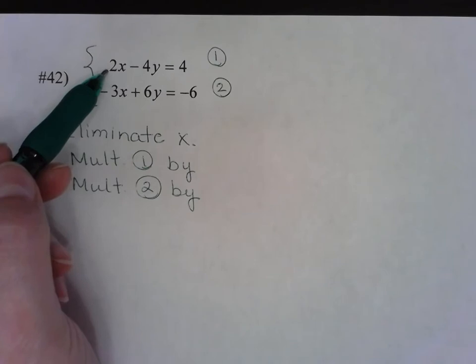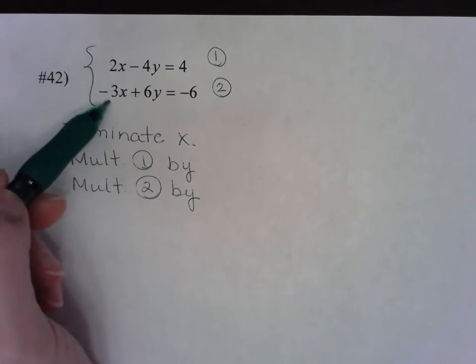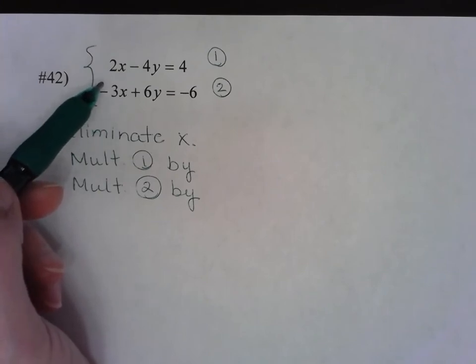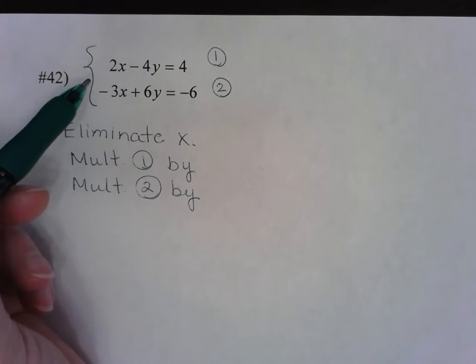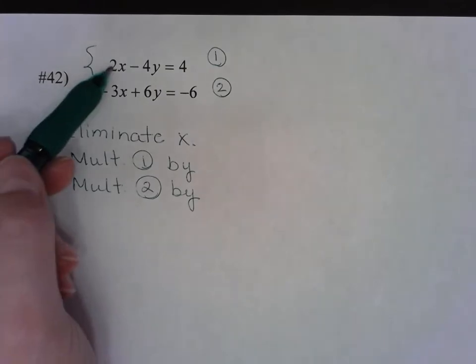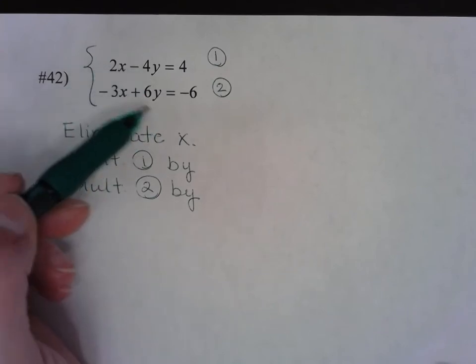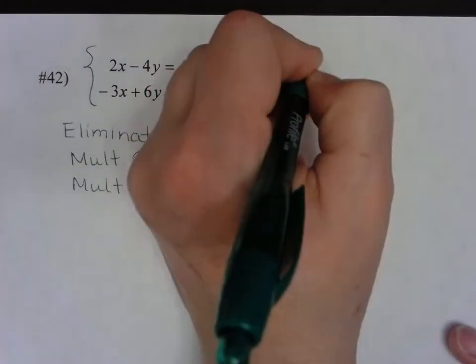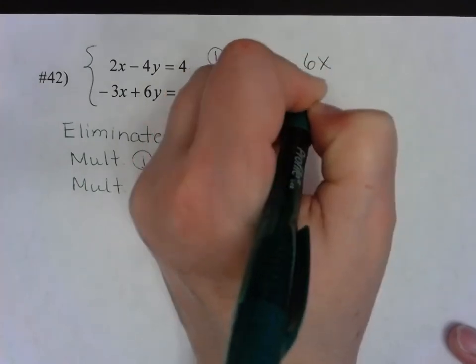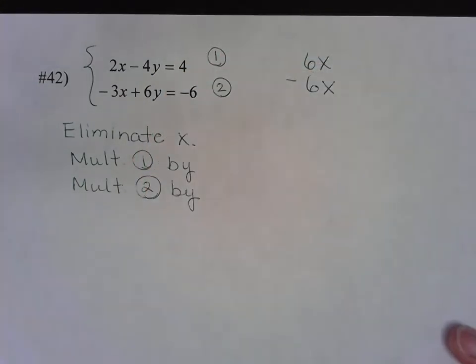So I'm looking for a number as my goal. That's a least common multiple, right, of 2 and 3. I mean, it doesn't have to be the least, but that would make my number smaller, right? So the smallest number I can think of, bigger than 2 and 3, that 2 divides evenly into and 3 divides evenly into, would be 6x and negative 6x. Right, so my goal is to get that set up.